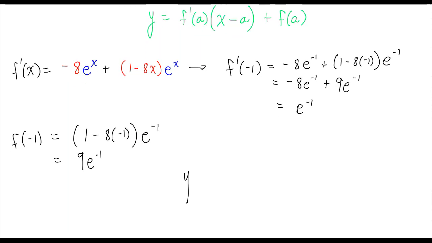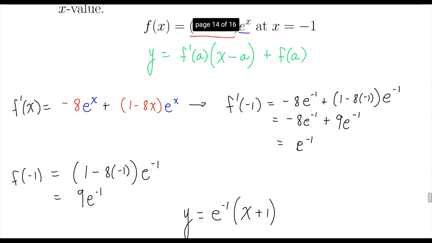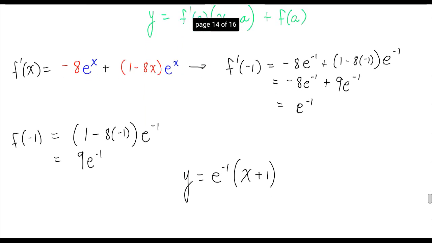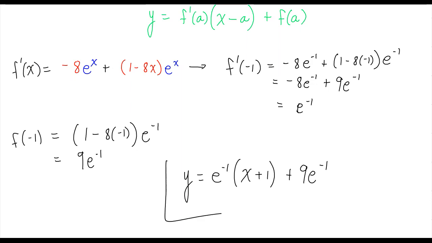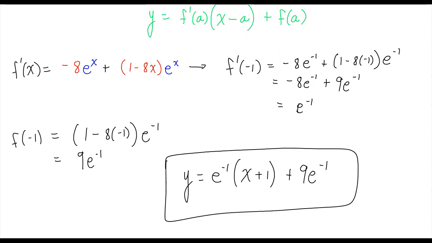So my line is y equals f prime of -1 times x minus -1. And the -1, of course, is this -1 here. That's always a in this case. Plus f of -1, which is 9 e to the -1. Here we go. We could simplify that, but this is fine. This is in a good form.